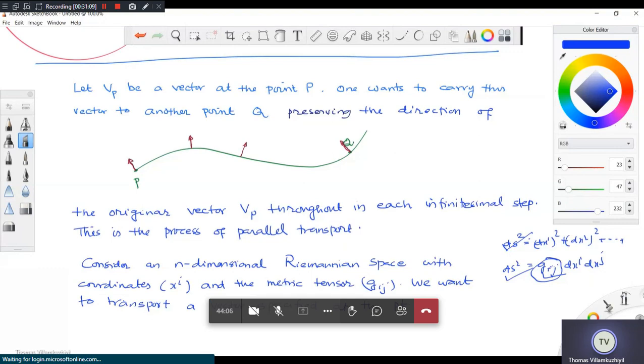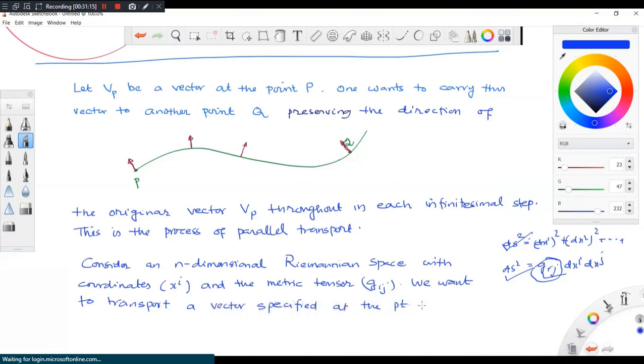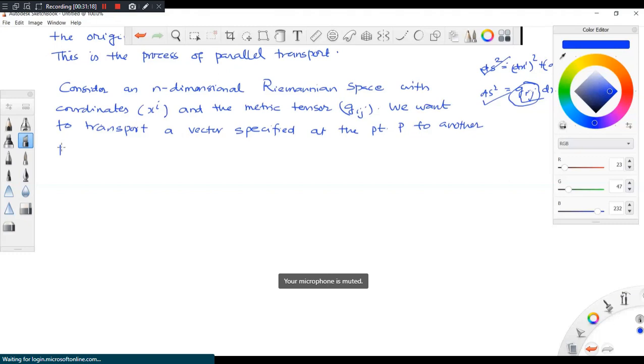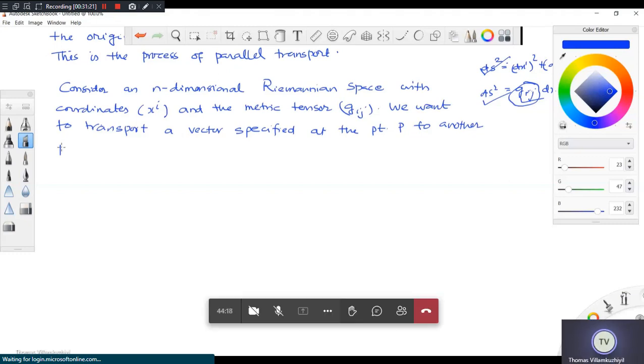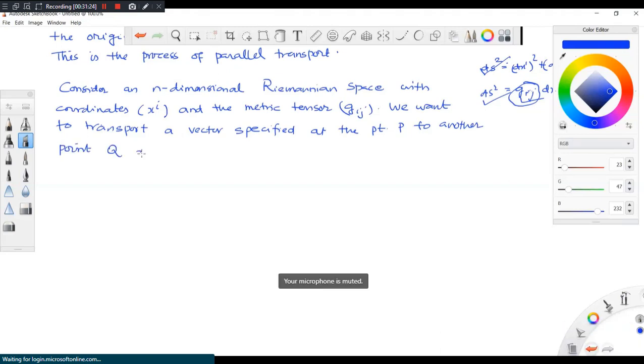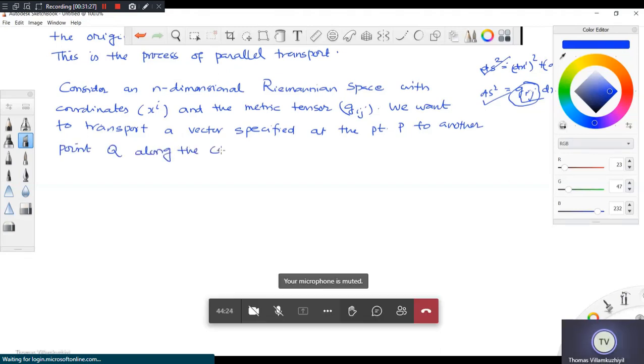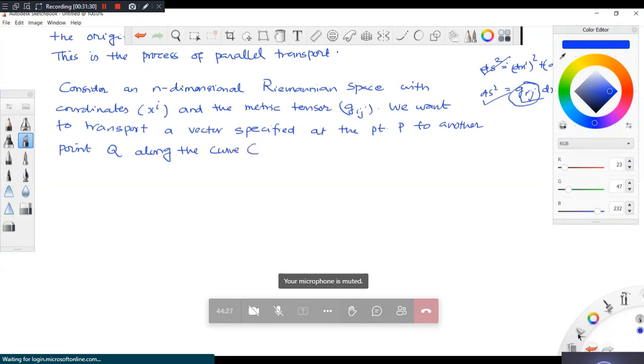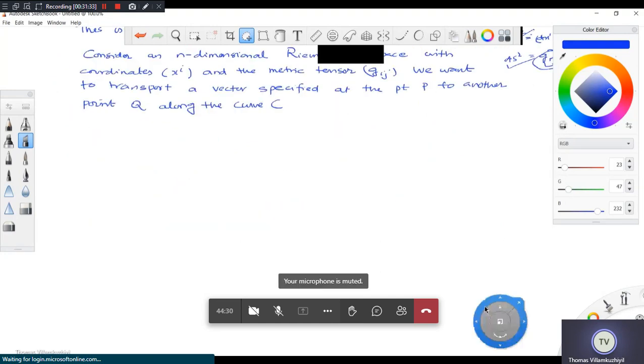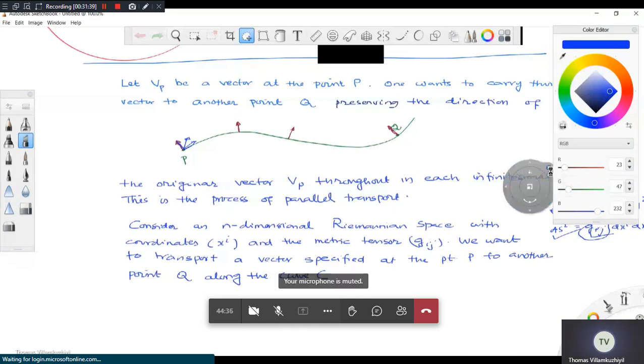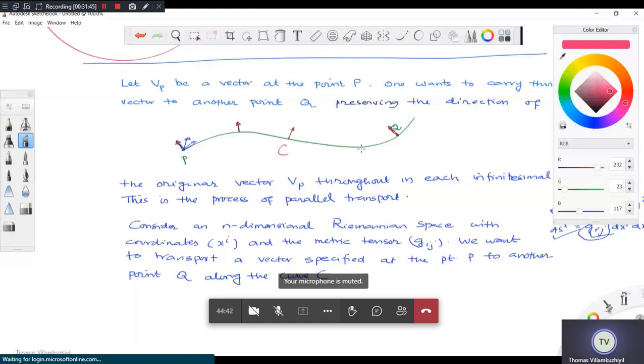To another point Q along the curve C. Okay, so I shall denote this curve by C. So this point is Q and this point is P, and the name of the curve is C.